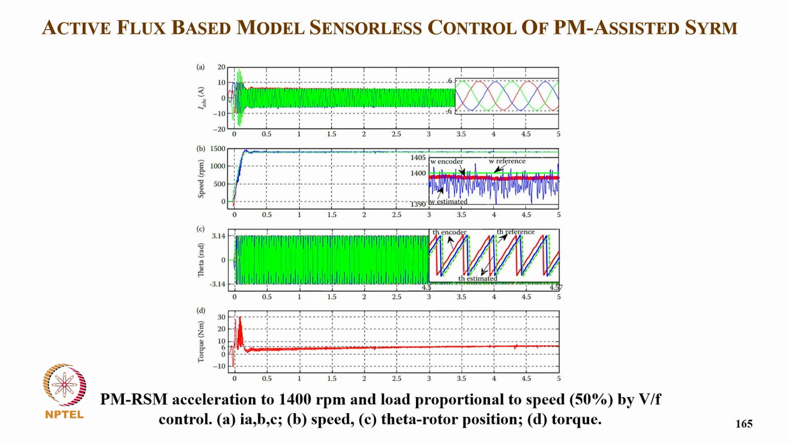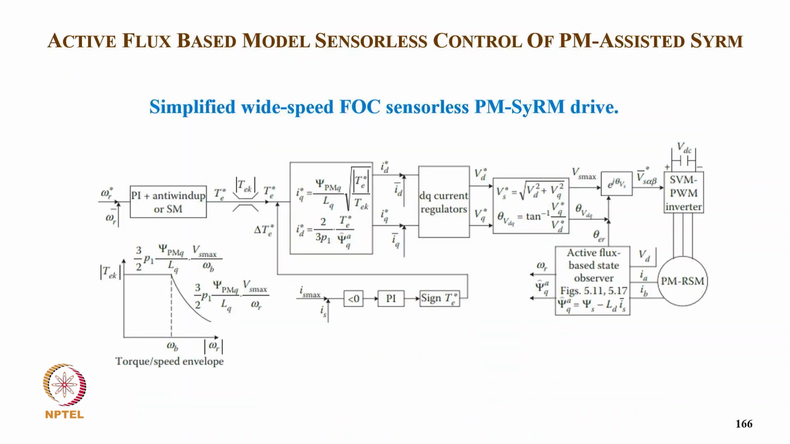And this is the PM RSM acceleration to 1400 RPM and load proportional to speed, 50%, by V/F control: 3-phase currents, then the speed, and then the theta rotor position and torque.